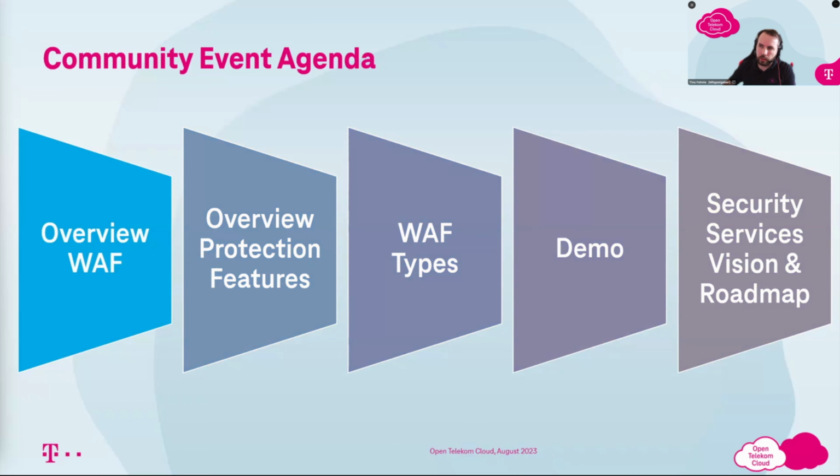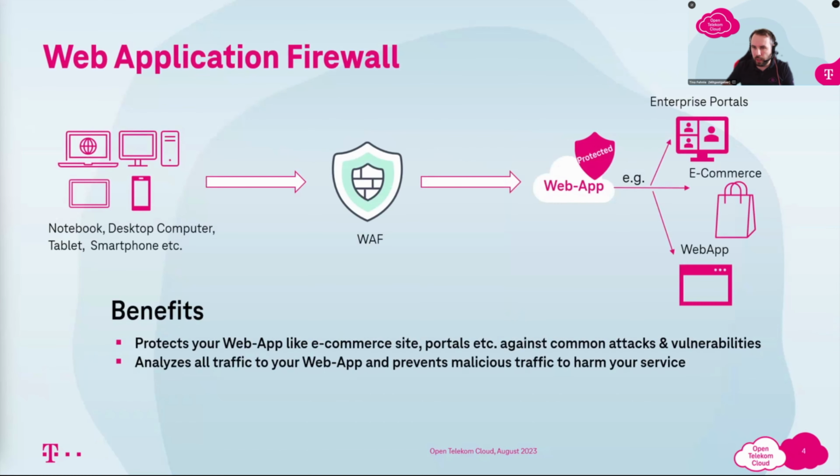So I would say let's start with the overview of the WAF at the first point. So the WAF is our web application firewall. What does it do? Basically, it protects your web apps, like e-commerce sites, portals, or apps, against the common attacks and vulnerabilities. It does this by analyzing the traffic and protects against the malicious traffic to your website.